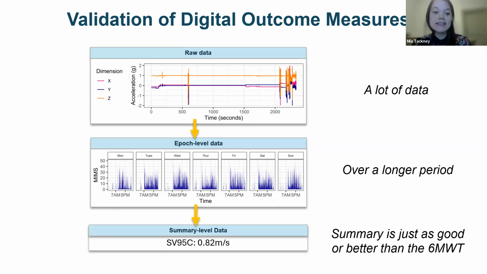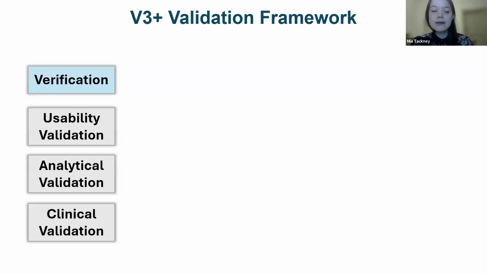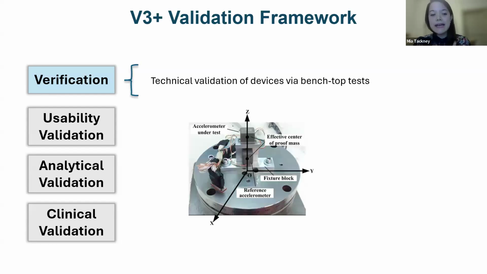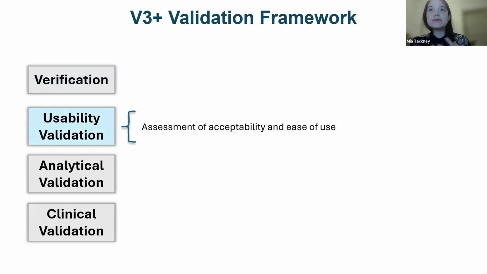But what do we really mean by saying that it's just as good or better than another outcome measure? Well, this is the process of validation. And quite recently, the Digital Medicine Society has come up with a framework called the V3+ framework to describe what that validation process is. And it breaks it into different component parts. So the first component is called verification, and this is about the technical validation of the device, of the hardware, that's done on benchtop tests in the lab. There's also usability validation, which is about whether the device is acceptable, easy to use.